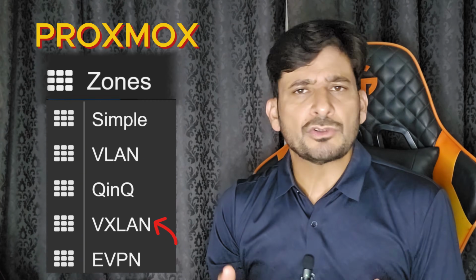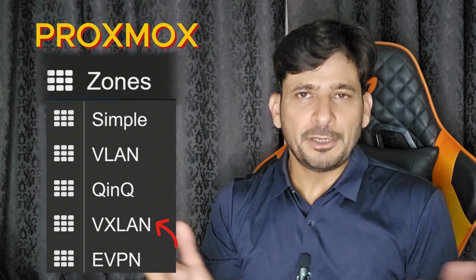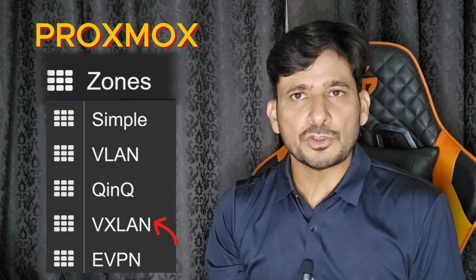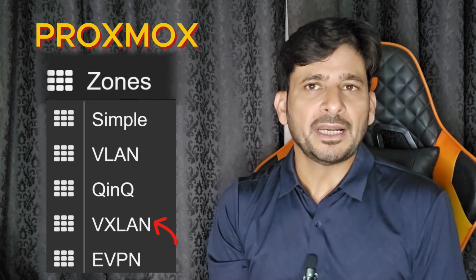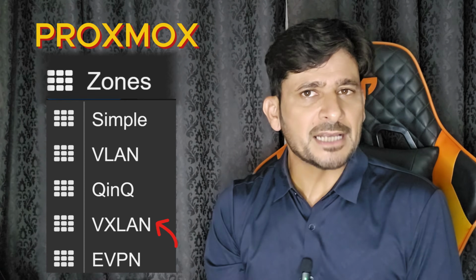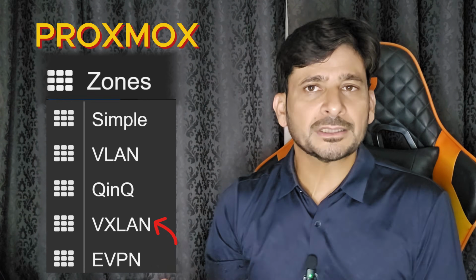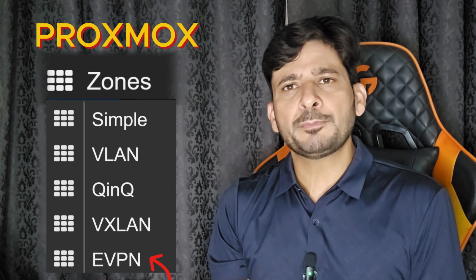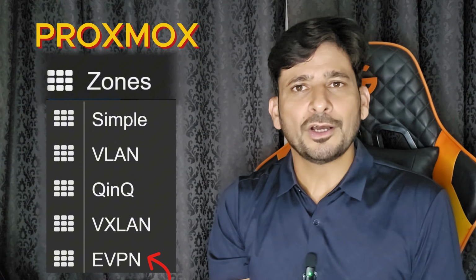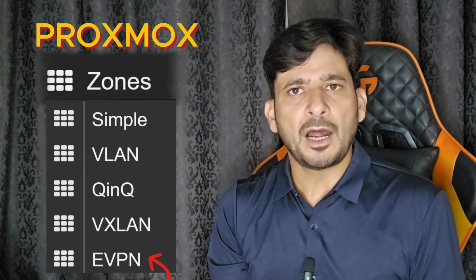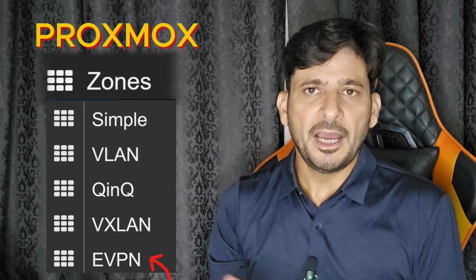Then VXLAN zones. Depending upon the organization type, for example, if you are a hosting provider, you might use VXLAN zones. These create layer 2 overlays using UDP tunneling. Hosting providers might use VXLAN zones for seamless cross-cluster VM communication. Then there are EVPN zones. These provide layer 3 routing across VNets using BGP. For instance, a global enterprise can route traffic between its offices efficiently.